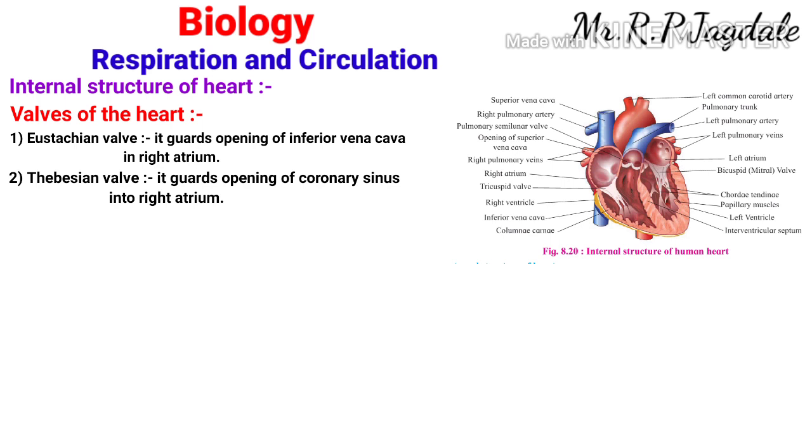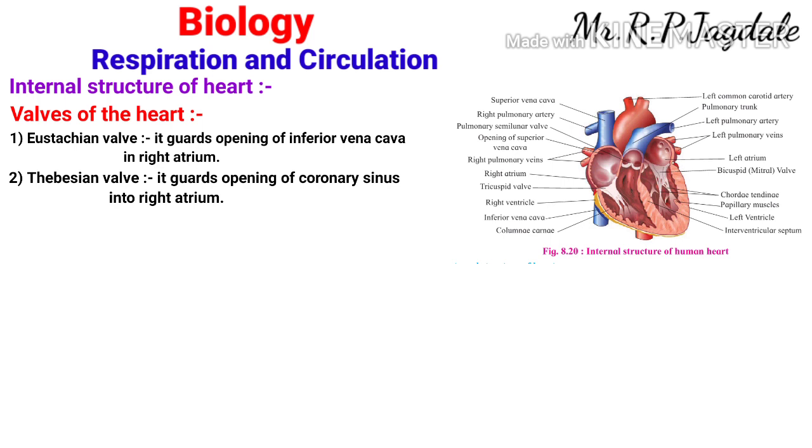Now this is going to open into the right atrium, coronary sinus, and it is guarded by the Thebesian valve. So these two valves are present in the right atrium and guard the opening of these respective structures. Okay, after that, third and fourth are nothing but the tricuspid and bicuspid valves. These are very important valves in the pumping of the heart.